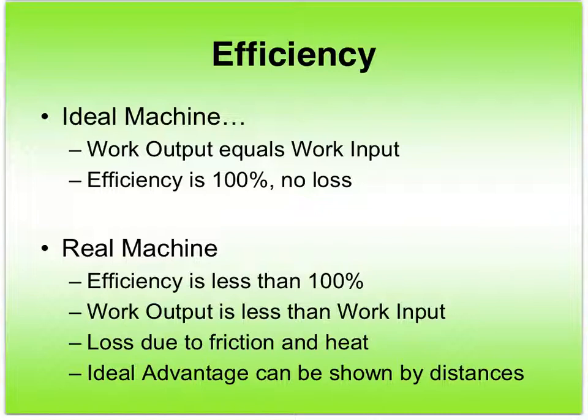So, a summary of what I just said. An ideal machine has output and input work equal, with 100% efficiency and no loss. Real machines have less than 100% efficiency. Your output work is less than your input work because you lose some of that work to friction and heat. The ideal advantage can be seen with the distances though. If you do your IMA, your mechanical advantage with distances, you'll see what the machine would be like if it was ideal. If you then do it with your forces, now you see what it would be like with friction.